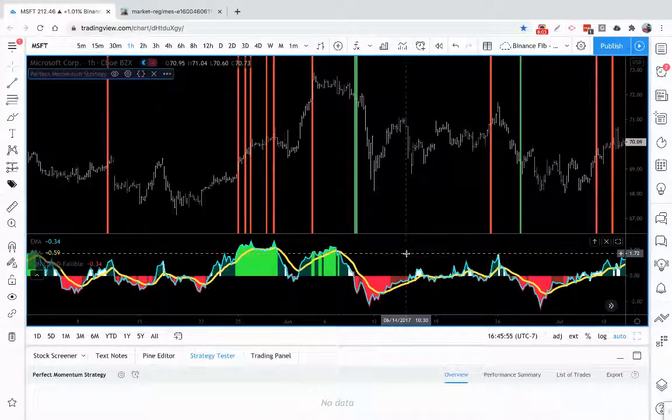So that's it for market regimes. It's a very powerful way, probably the most powerful way, of filtering your trades via what's happening in the market and making sure it's very adaptive.